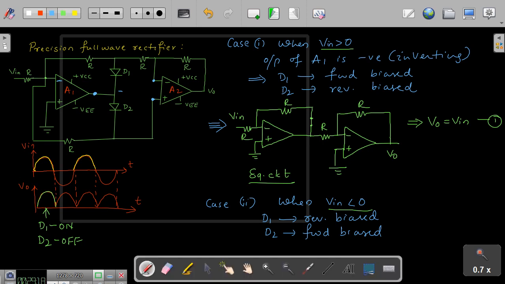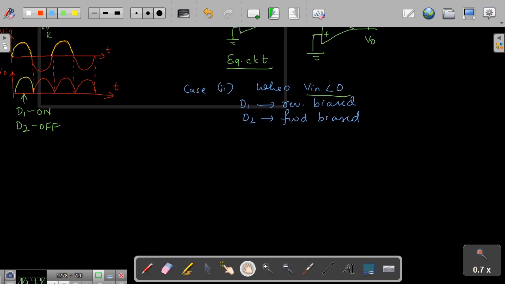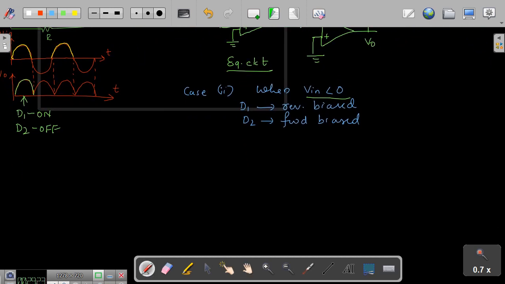So when this is the case, now we will try to draw the equivalent circuit. How would you draw the equivalent circuit here? My first op amp will remain as it is.